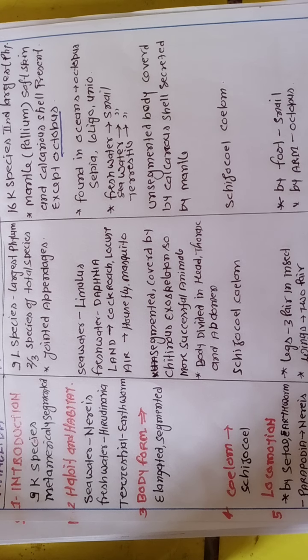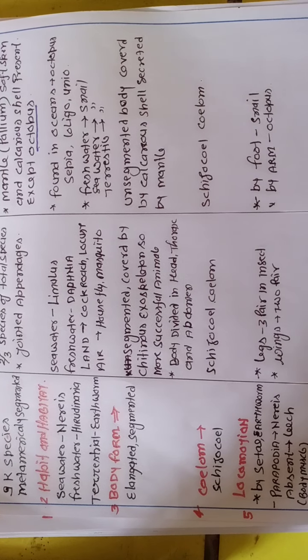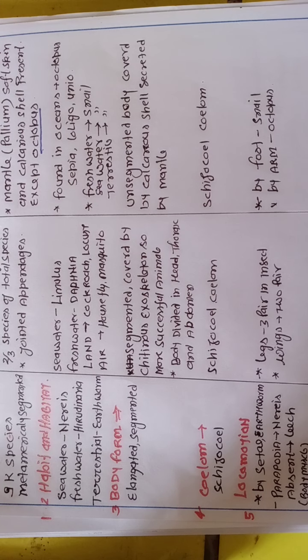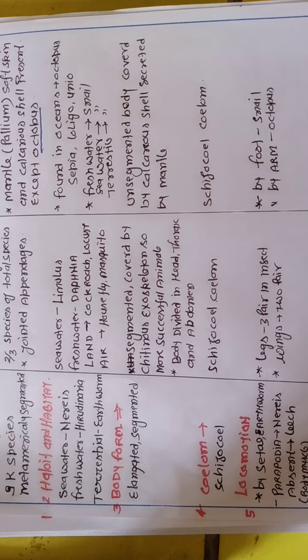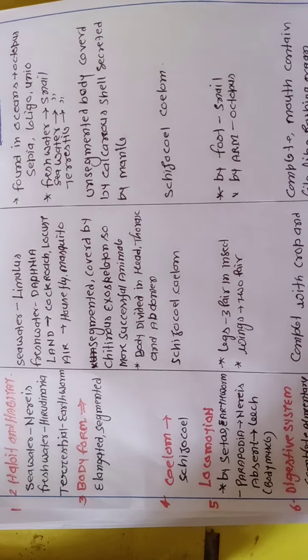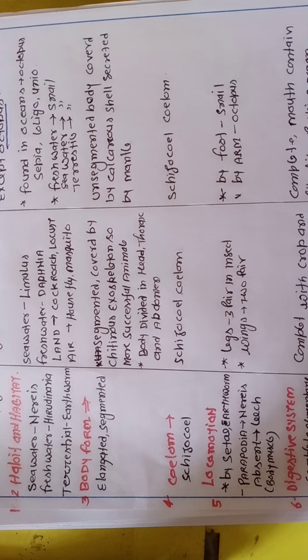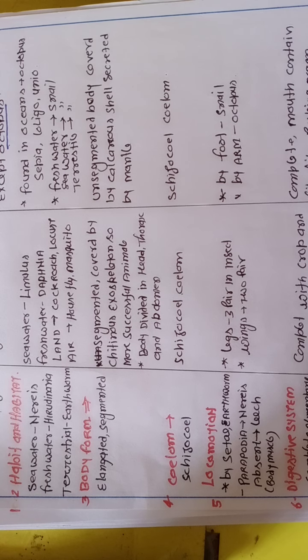After that, the body is covered by a calcareous shell that is secreted by the skin, known as mantle or pallium. After that, coelom. You know all these have schizocoel. Schizocoel means a coelom which is formed by the splitting of the mesoderm. That's why all three have schizocoel. So schizocoel is present in all three cases.